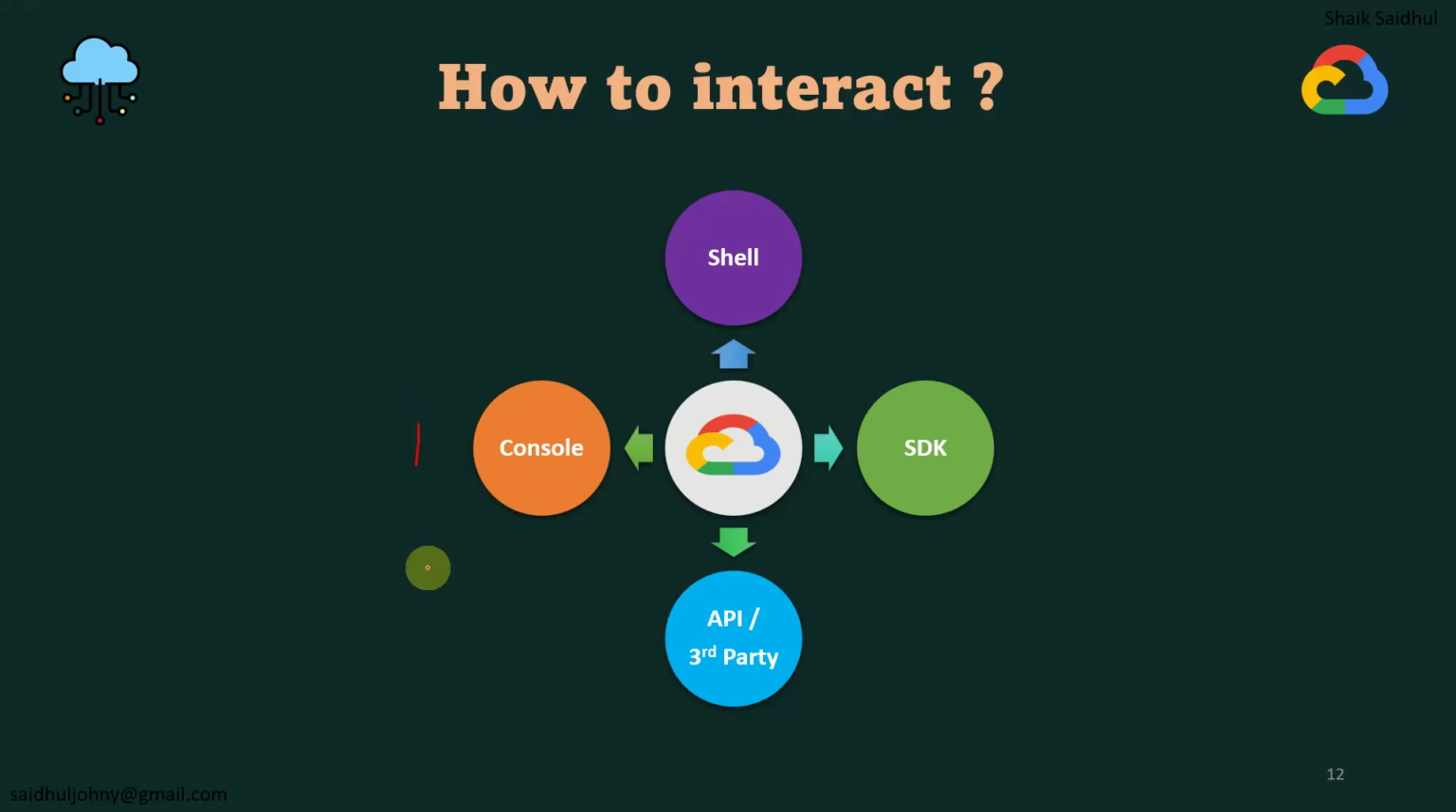One is console, the second one is cloud shell, the third one is cloud SDK, the fourth one is third party tools or APIs or client libraries. So these are the things we can use to interact with these GCP services.